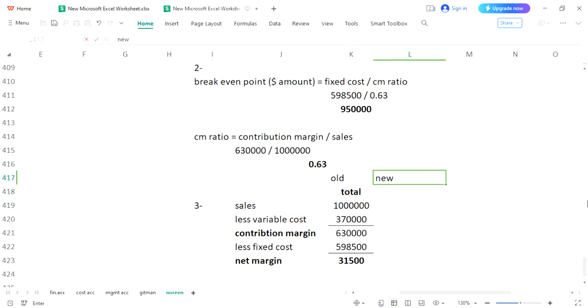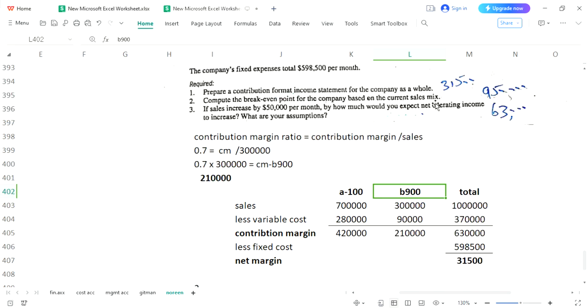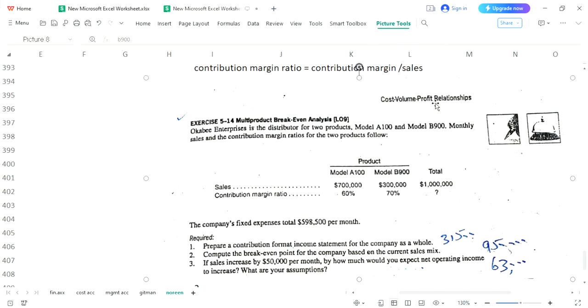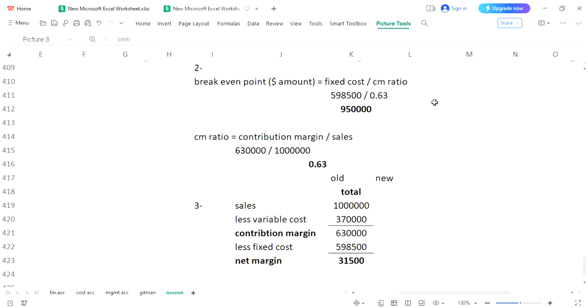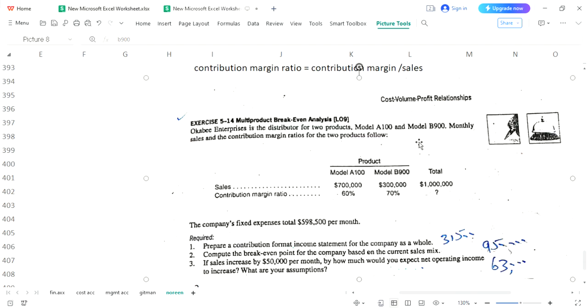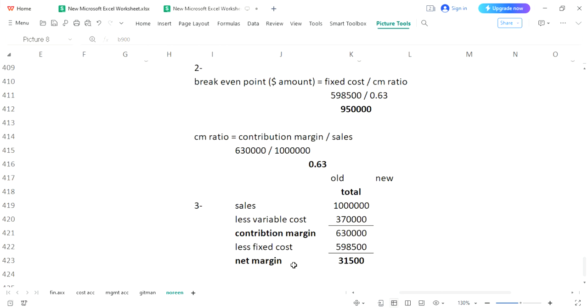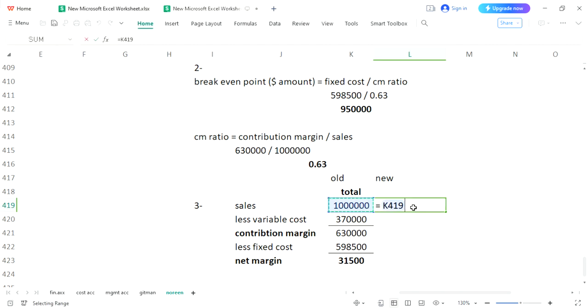And he is asking to make a new income statement. How? If your sale is increased by how much? $50,000. Okay. Old sale was 1 million and new is by increasing 50,000. So you were having 1 million, add $50,000. So you will get your new sales.